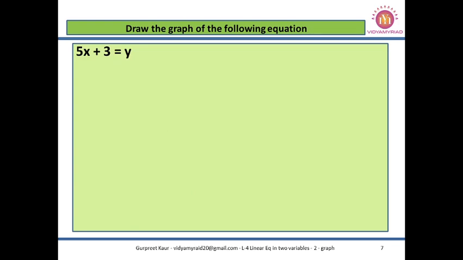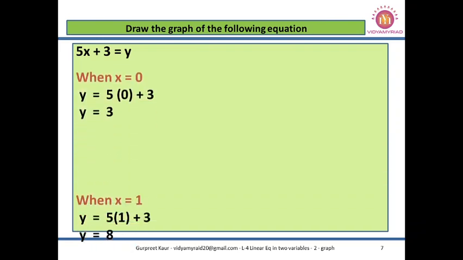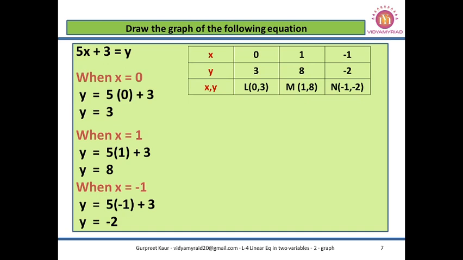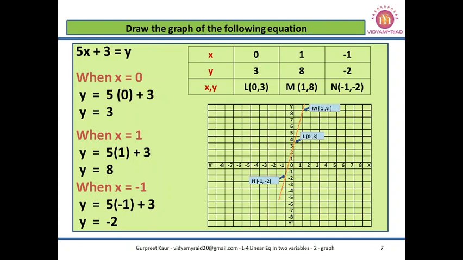Now we need to draw the graph for this. Assume the values of x again and find out the value of y. When your x is 0, your y is 3. When your x is 1, your y is 8. When your x is minus 1, your y is minus 2. So we can plot it in a table. Your coordinates are 0, 3; 1, 8; and minus 1, minus 2. Plot it on a graph. It will form a straight line, and please highlight the points you are mentioning.